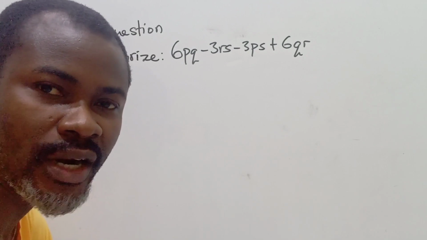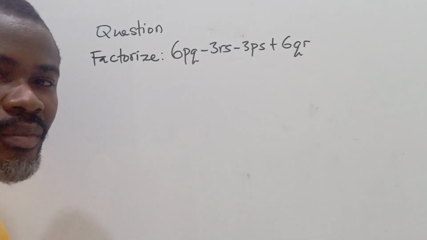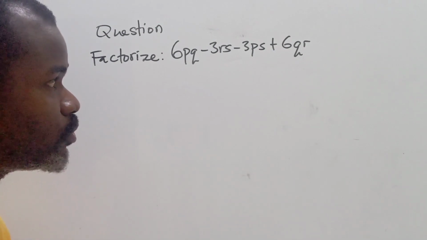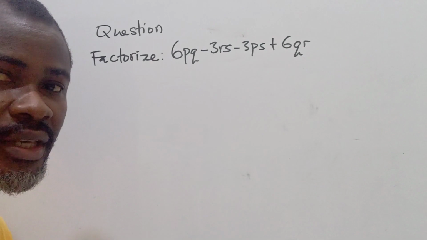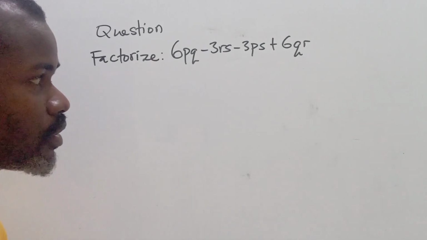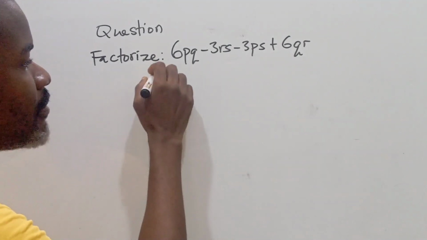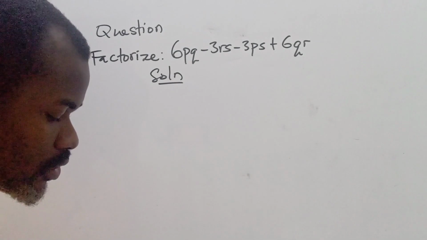Today I'm going to be taking you through a problem on factorization, and it says factorize 6pq minus 3rs minus 3ps plus 6qr. So without wasting much of our time, let's go into the solution. This is a problem of factorization.